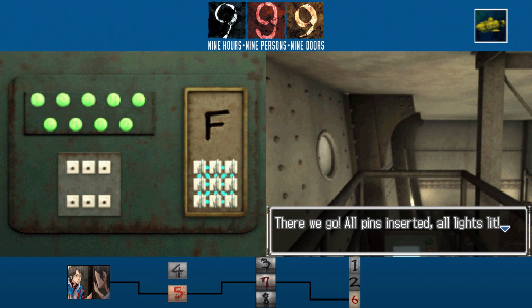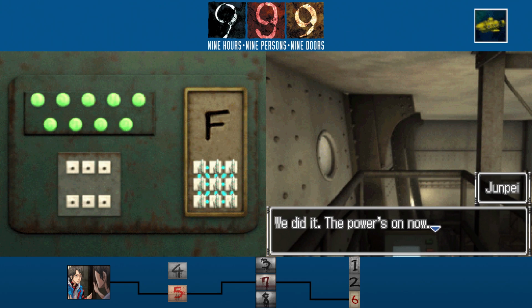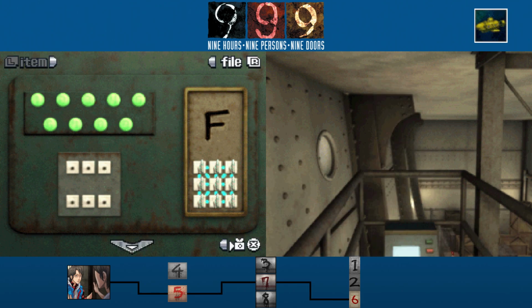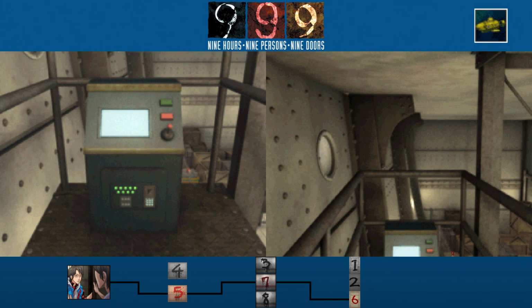There we go, all pins inserted, all lights lit. Putting 5 in the middle was the right strategy? It was just a matter of guess and check, really, to see what combinations work together. We did it. The power's on now. It looks like there's electricity going to the monitor on top now. Alright, let's see if we can activate the device on the top. Okay, let's see what's going on up there.